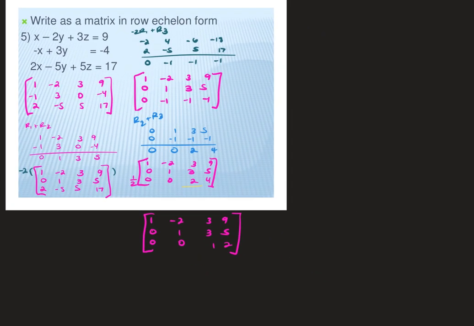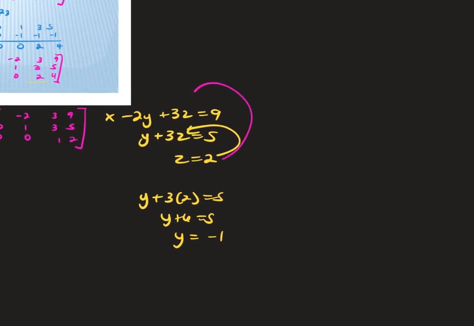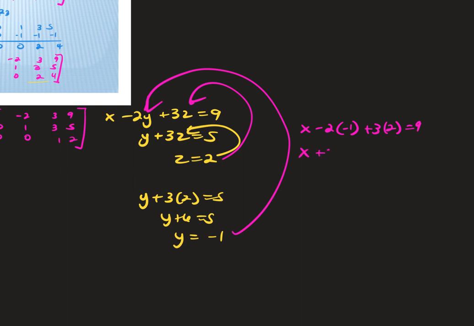From this point, you're going to write it into a triangle system. So I get x minus 2y plus 3z equals 9, y plus 3z equals 5, and z equals 2. Then I take the 2 and plug it in. I get y plus 3 times 2 equals 5, y plus 6 equals 5, and y equals negative 1. And then I take the z and the y and plug them back in. x minus 2 times negative 1 plus 3 times 2 equals 9. x plus 2 plus 6 equals 9. x plus 8 equals 9, and x equals 1. So 1, negative 1, 2 is what I would put on the answer.